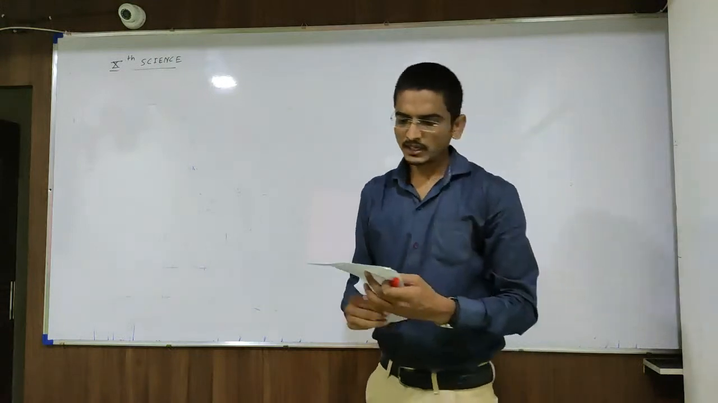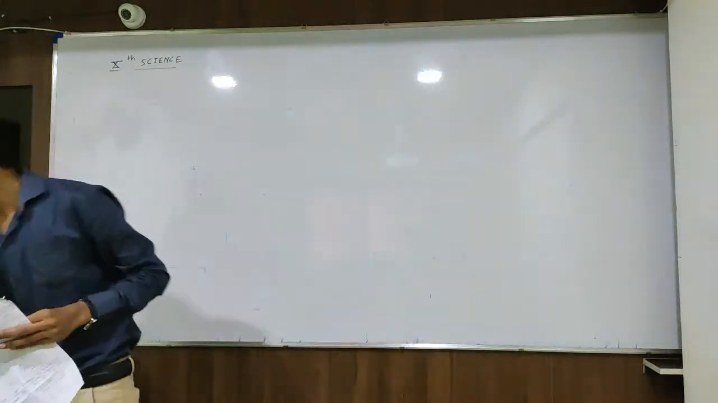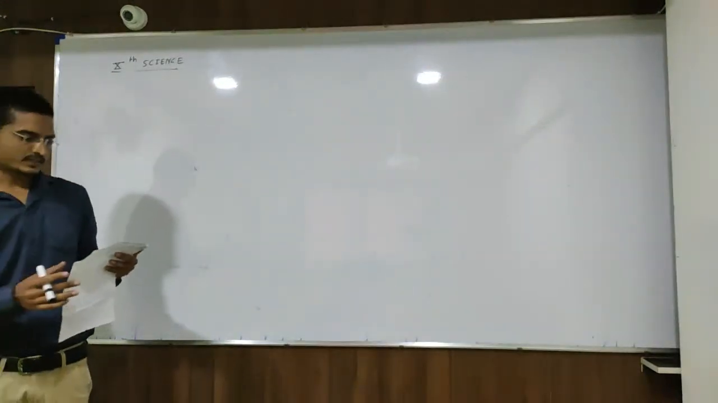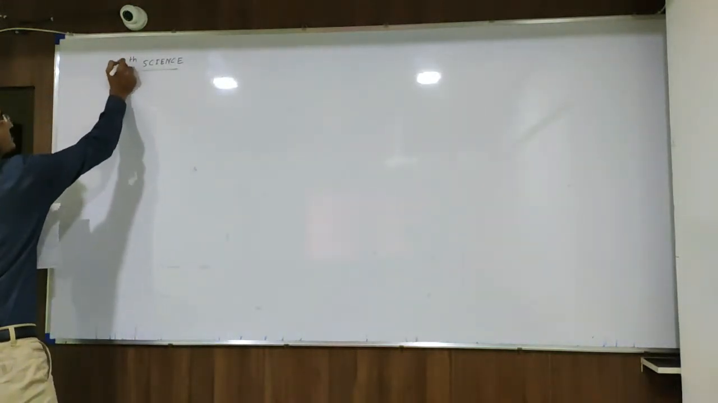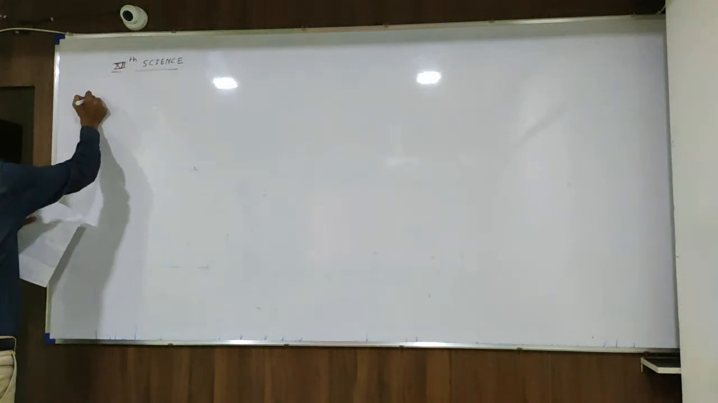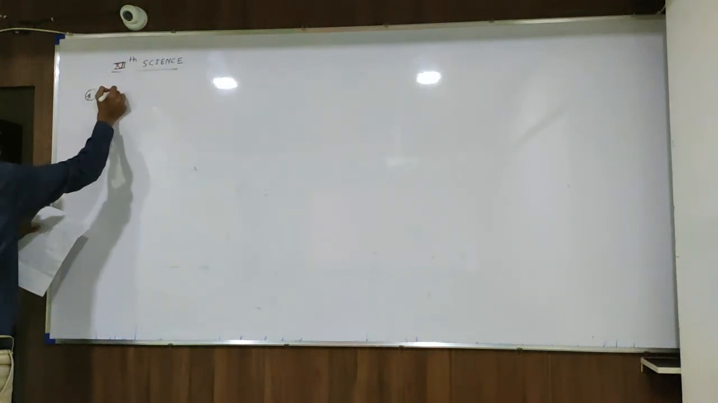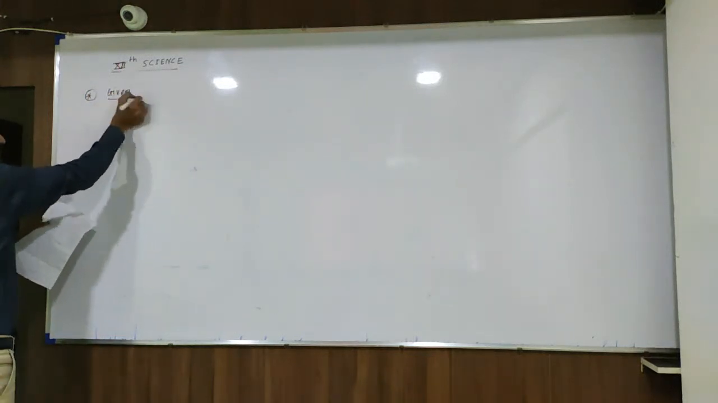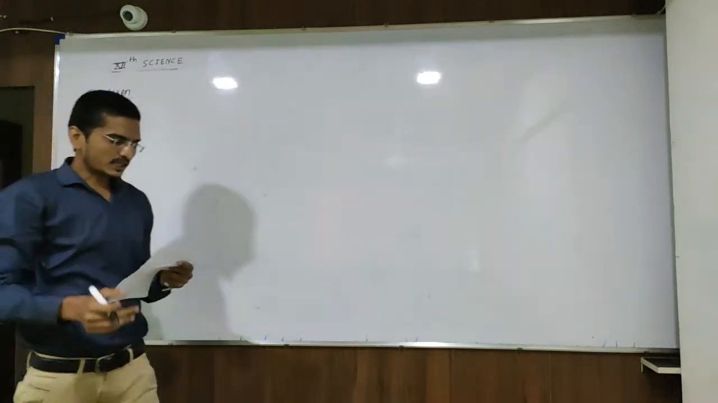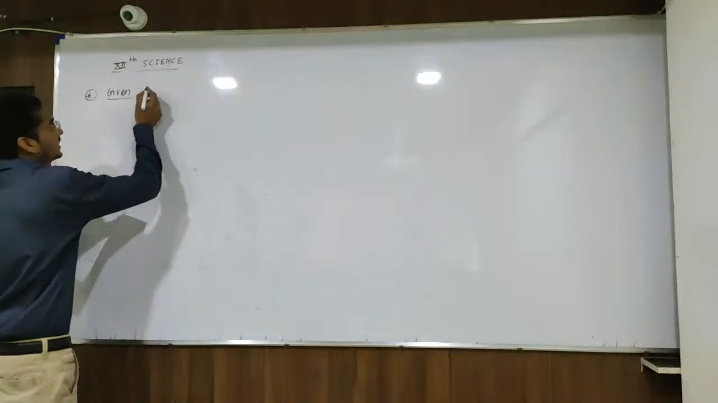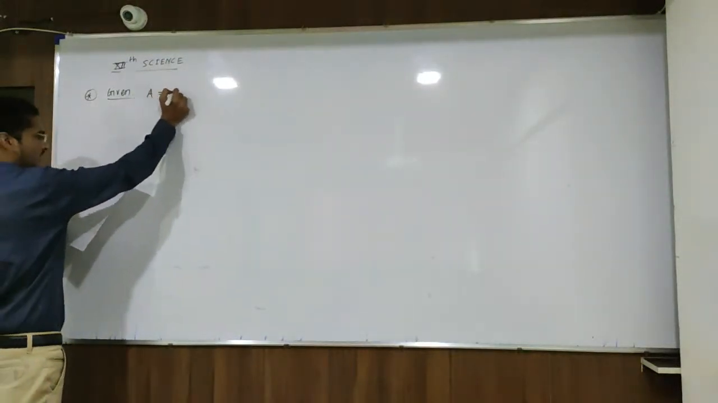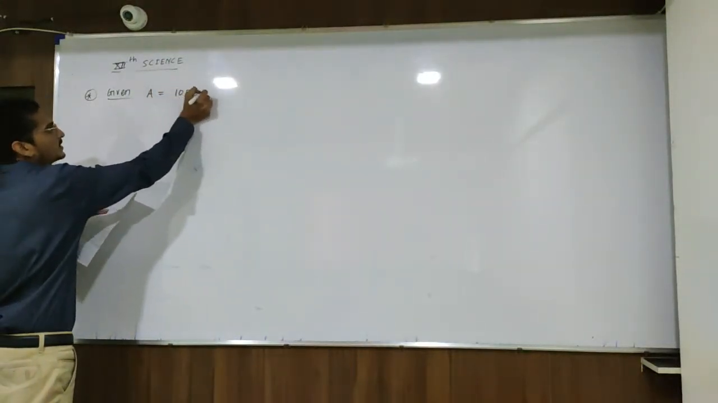So a chemical reaction, once again, takes place in a container of cross sectional area. What are the given values? A chemical reaction takes place in a container having cross sectional area. So you have to give the cross sectional area. So A is equal to 100 centimeter square.